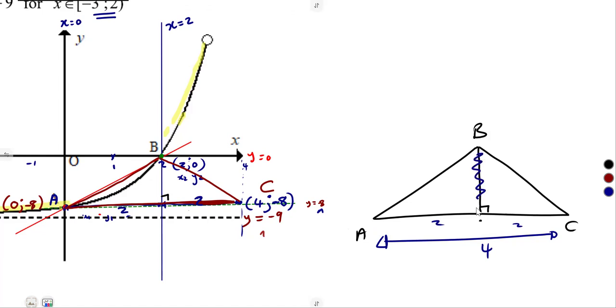What about the perpendicular height? Do we have it? The perpendicular height represents the y values from B to this point. What is the height? You simply work with the y values. The y value at B is 0. Remember, y is equal to 0 there. And the y value at this point is what? Minus 8. So the difference, 0 minus minus 8, is 8 units. So our perpendicular height is 8 units, from 0 down to minus 8.